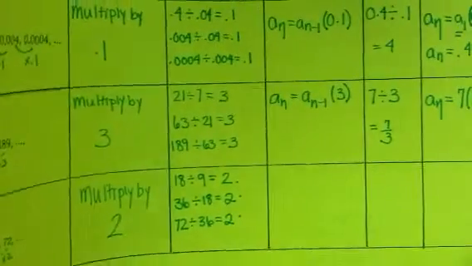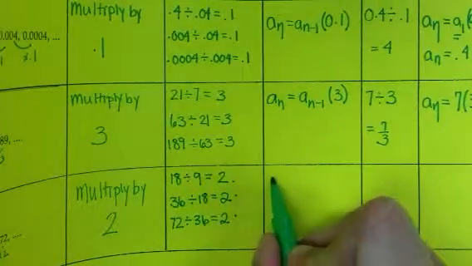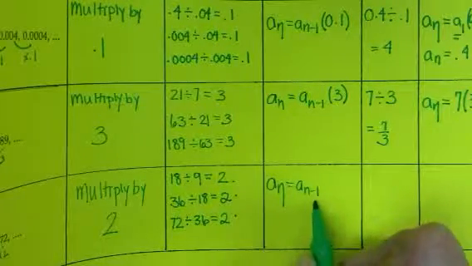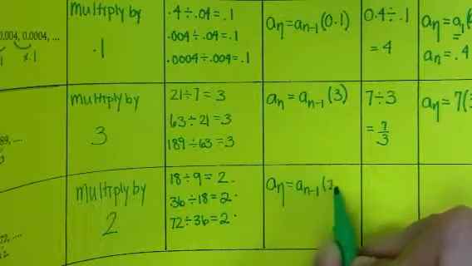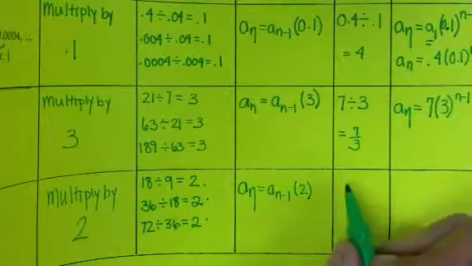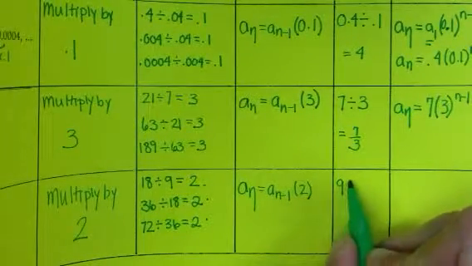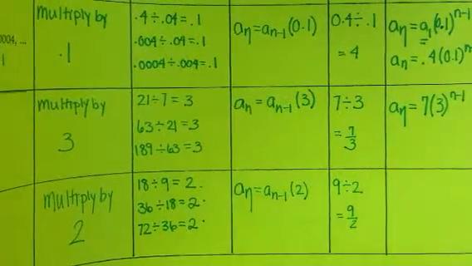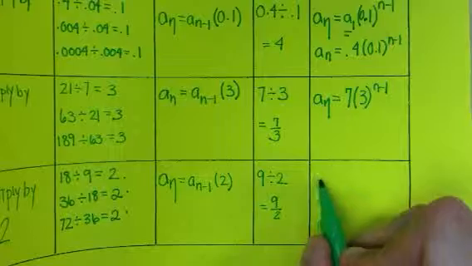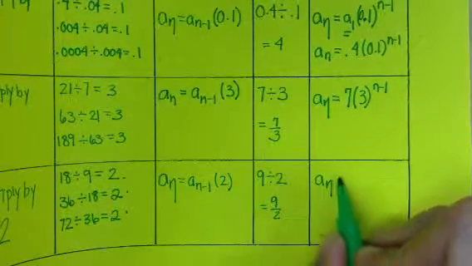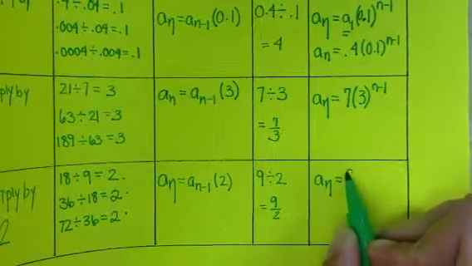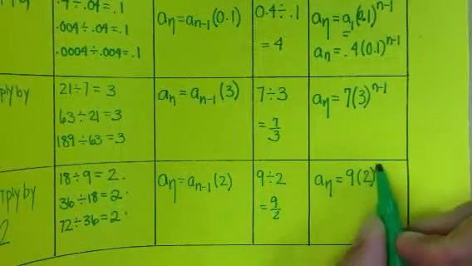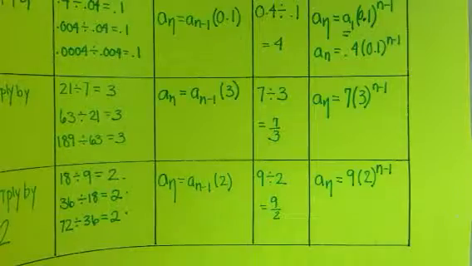Your recursive formula for this is a sub n equaling a sub n minus 1, so that previous term times 2. Your zero term, you take your first term, which is 9, divide it by 2, and you would have it equal 9/2. Your explicit formula would be a sub n would equal your first term in your sequence, which is 9, times your common ratio, which is 2, raised to the power of n minus 1.